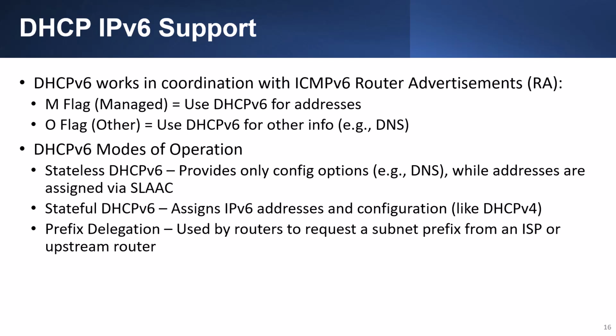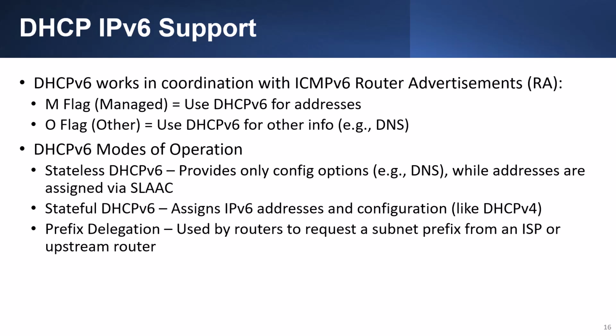DHCP version 6 works in coordination with ICMP version 6 router advertisements. The M flag, which is short for managed, uses DHCP version 6 for addresses. The O flag, short for other, uses DHCP for other information such as DNS settings.